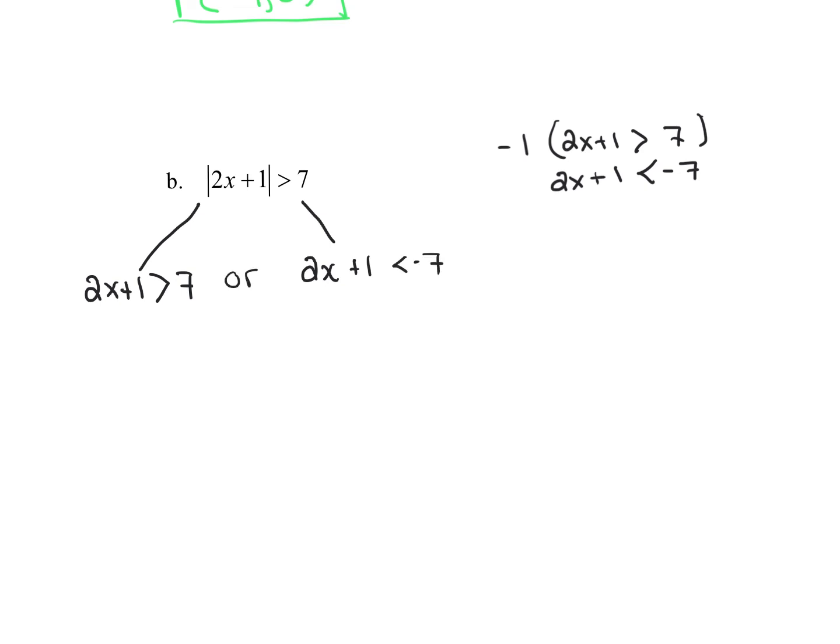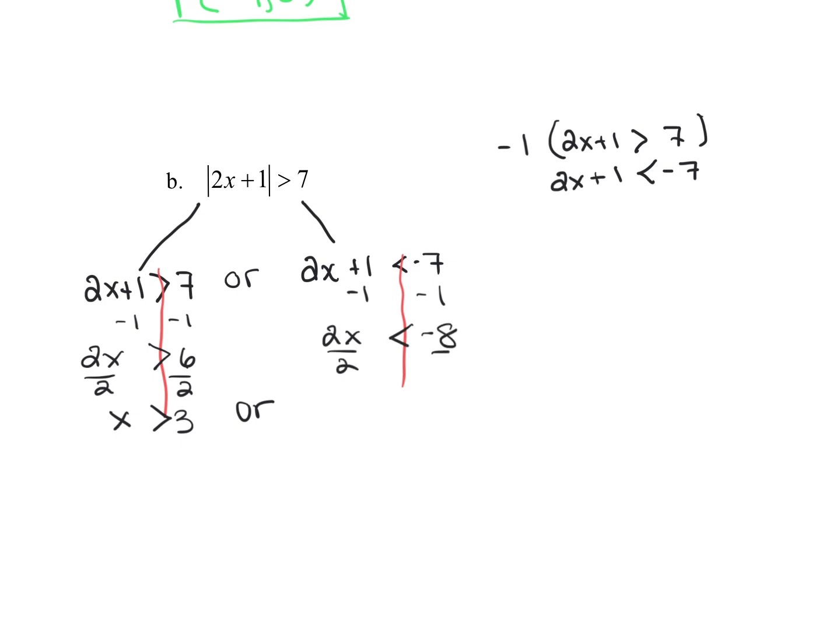And so this is an or statement. I am not sandwiched in between them. I live on the outside of both of them. So we're going to solve these separately, though. So minus the 1, 2x is greater than 6, divide by 2, x is greater than 3, or minus 1, minus 1, 2x is less than negative 8, divide by 2, x is less than negative 4.